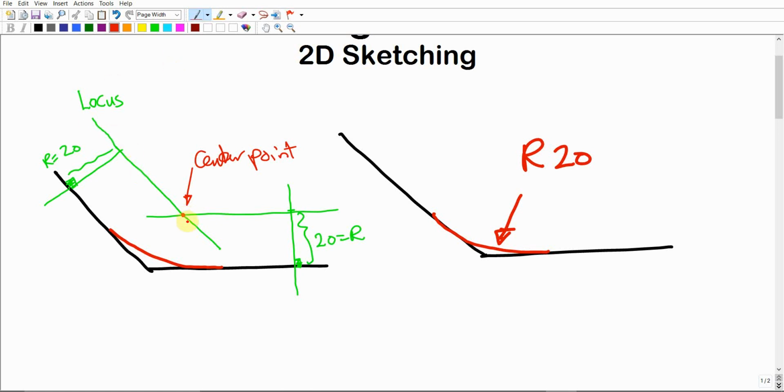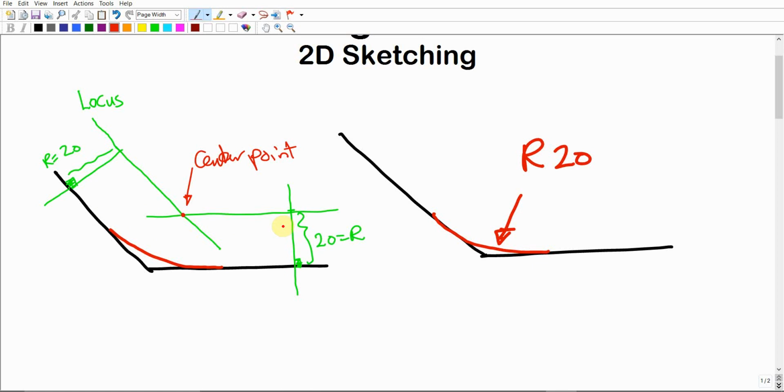One locus that is parallel to the first line, another locus that is parallel to the second line. The intersection of these two loci gives us the center point of the curve. This is one locus, this is a second locus. Both of them are two loci intersecting together at a point. This should give us the center point, then we can draw the curve. Simply. Make sense? And the normal distance between these two new parallel lines should be 20.